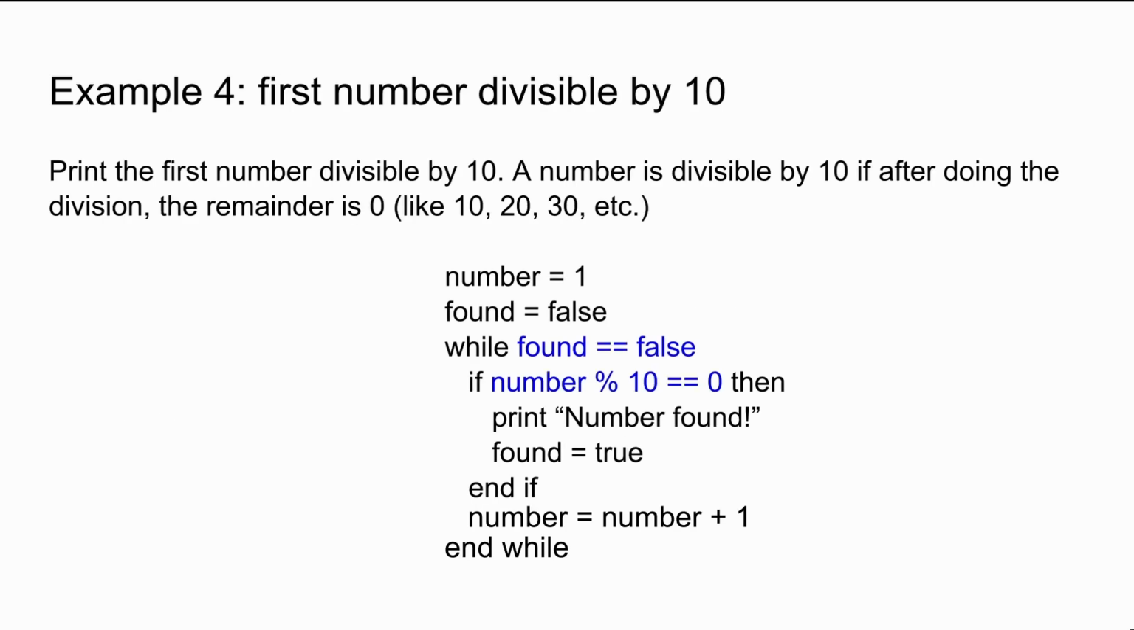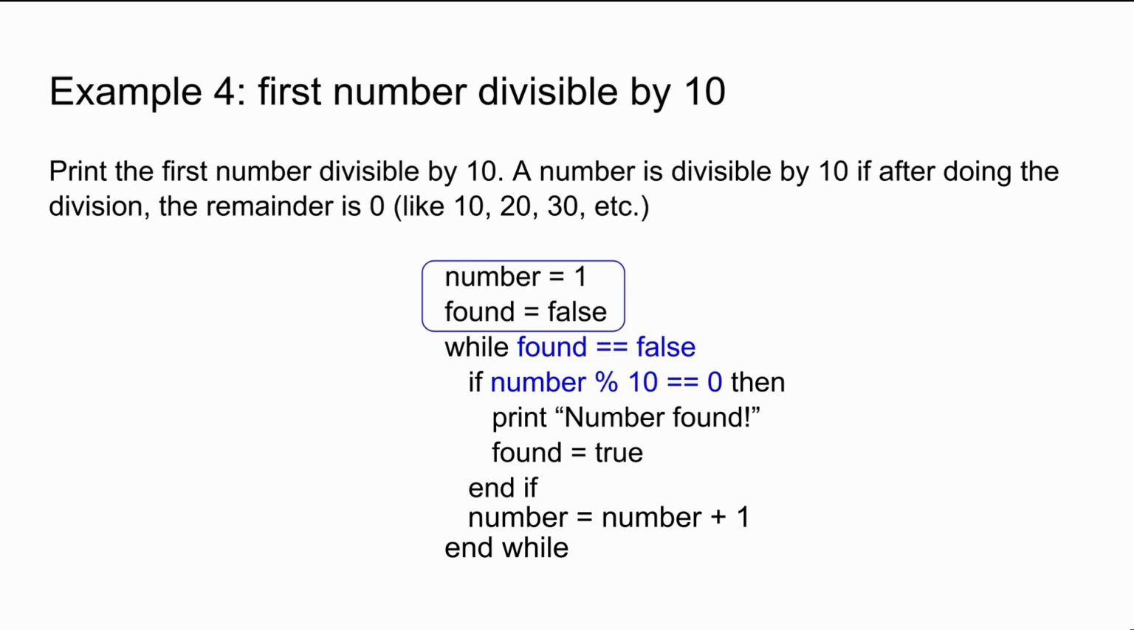Here, we want to find the first number that is divisible by 10 and print it. A number is divisible by 10 if after doing the division, the remainder is 0, like 10, 20, or 30. To know this, we can use the modulus operator that was explained in the second video of this course to get the remainder. In this example, we are initializing number to 1, since we are looking for the first number that is divisible by 10.